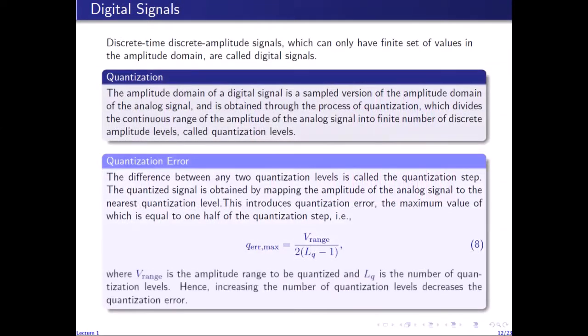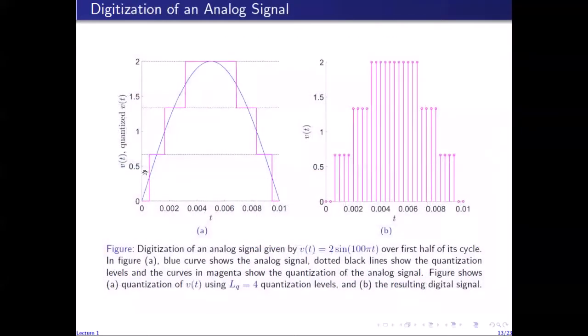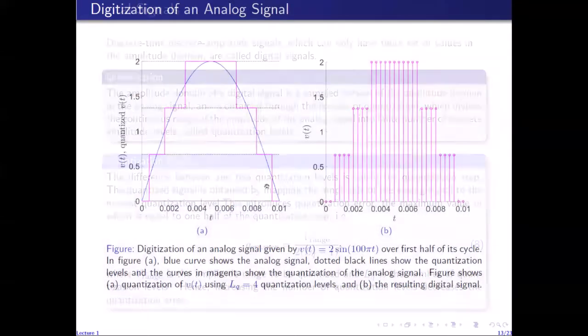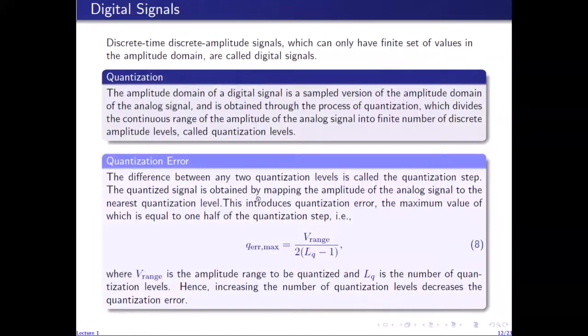This is what has been explained here. The quantization error is defined by the quantization step, which is the difference between any two quantization levels. So the quantized signal, such as this one, is obtained, like I just explained, by mapping the amplitude of the analog signal to the nearest quantization level. This introduces quantization error, the maximum value of which is equal to 1/2 of the quantization step.